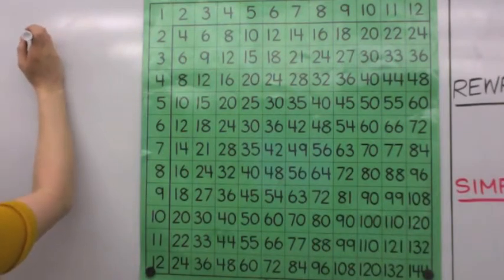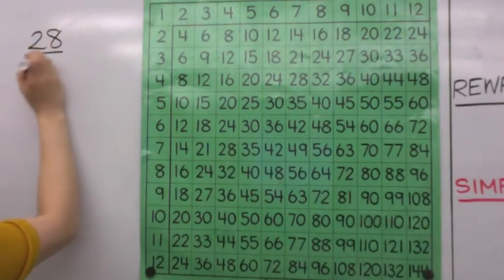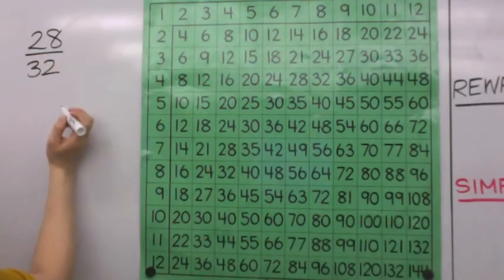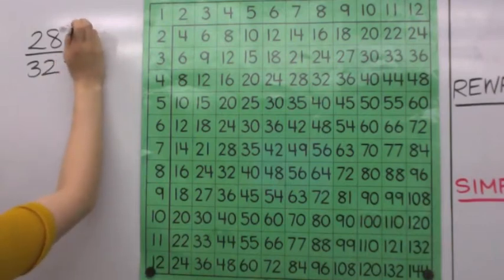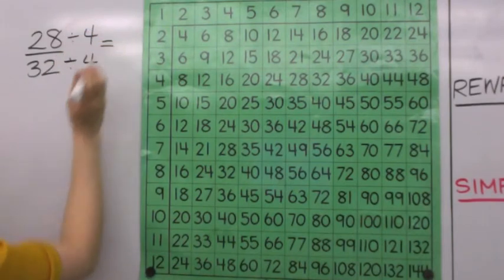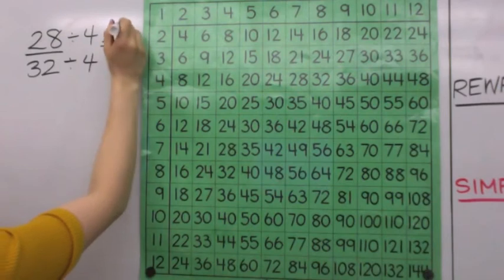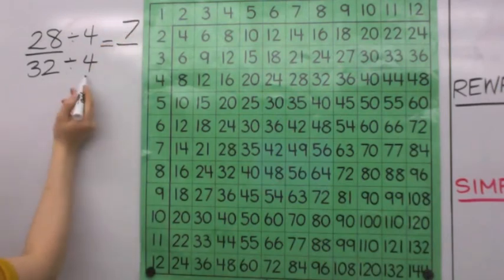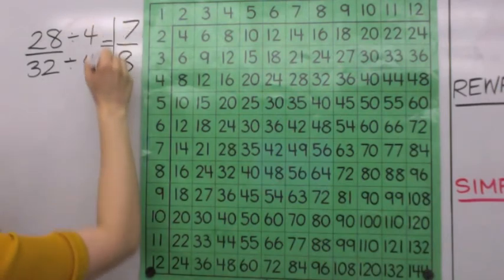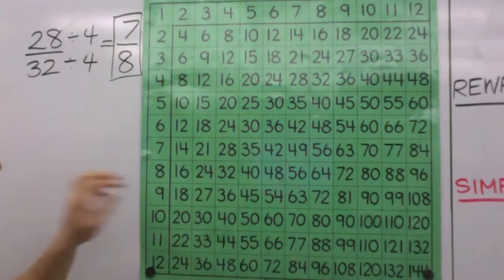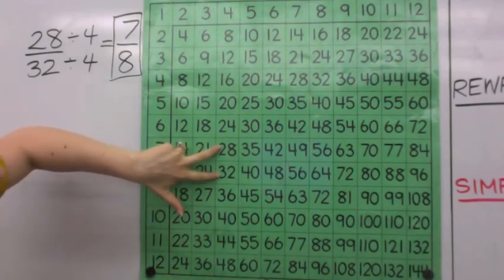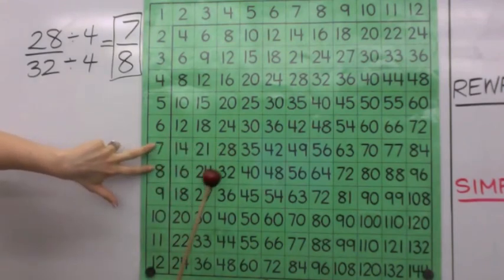28 over 32. Well, if I divide both the numerator and the denominator by 4, 28 divided by 4 is 7, and 32 divided by 4 is 8, okay? So simplified, our fraction is 7/8, because 28 over 32, if you move it all the way over, is 7/8, and the greatest common factor is 4.